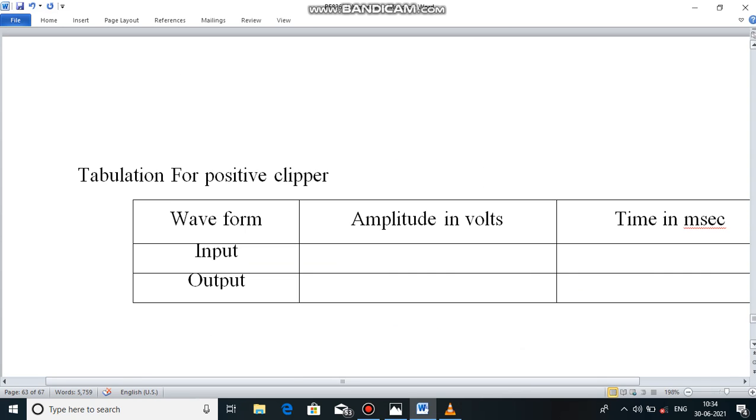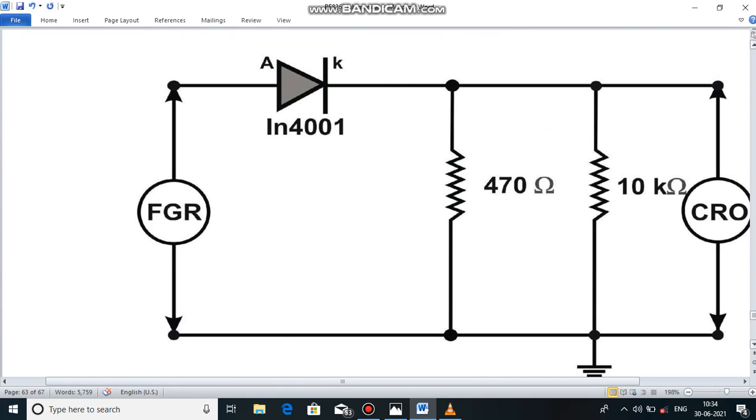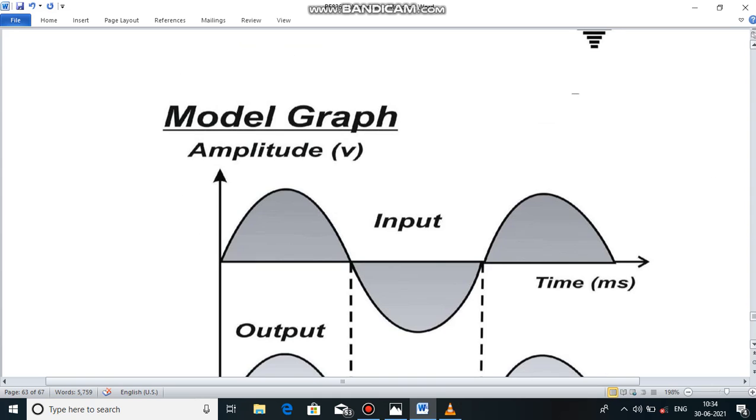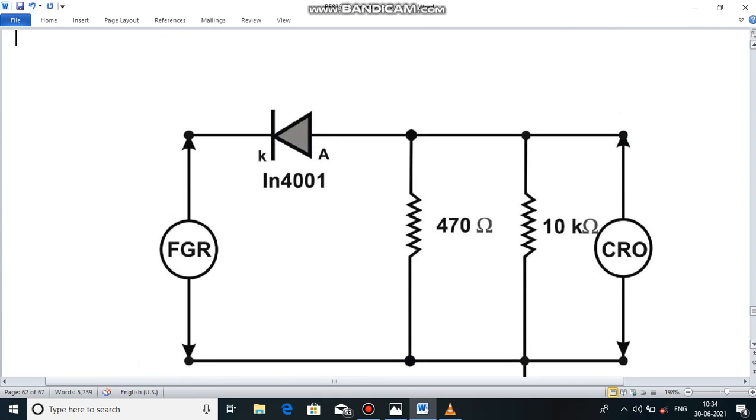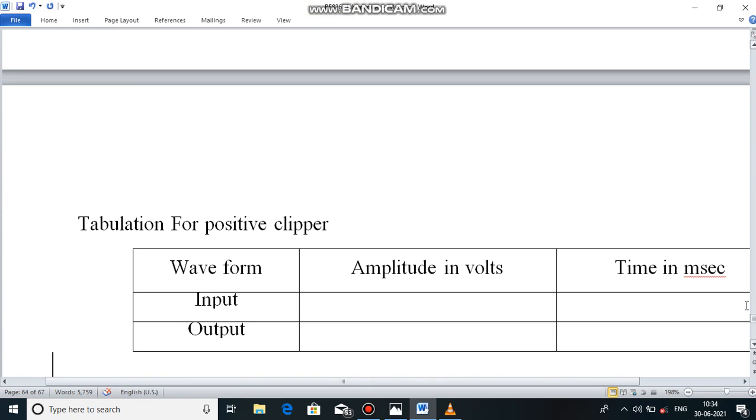In this experiment, this is the tabular column, where you note down the amplitude of the input and output waveform. Also you note down the time in milliseconds. This is the graph. Clipper means you are going to cut down the waveform. A positive clipper cuts down the positive waveform, and a negative clipper cuts down the negative waveform. So this is what we are going to do now.